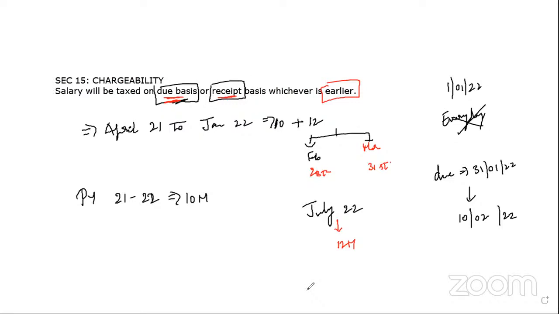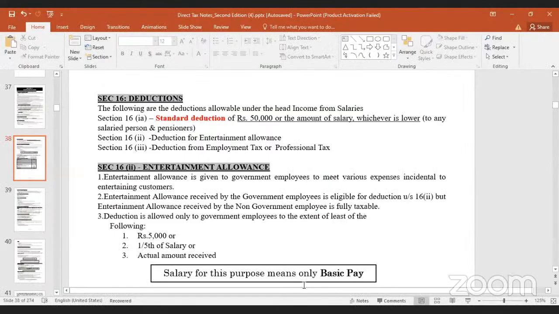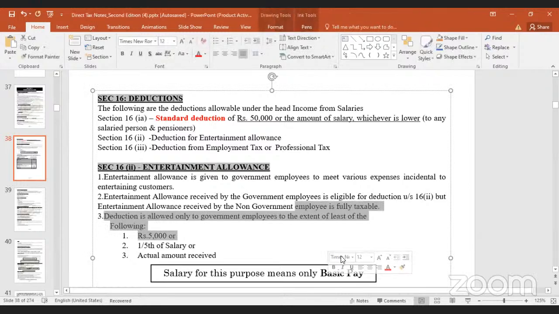Next, we'll go to the deduction section. Section 15 is done. It's a charging section. Next is going to be deduction. As I discussed, sections 15, 16, 17. Section 15 is a charging section. Section 16 is a deduction section. You're supposed to find out your gross salary. From the gross salary, all these deductions are going to be claimed.